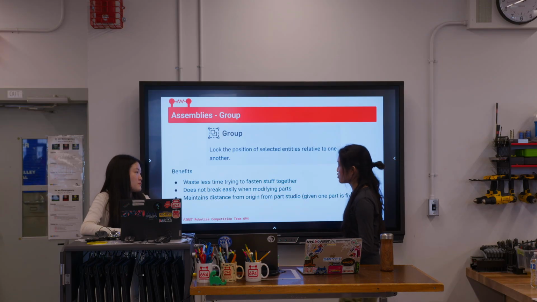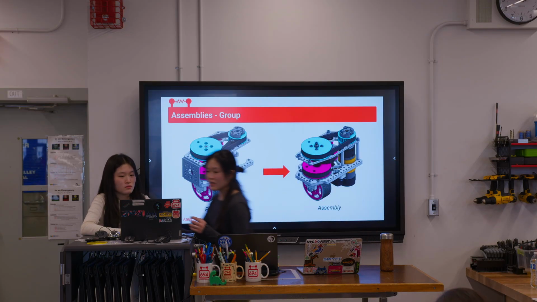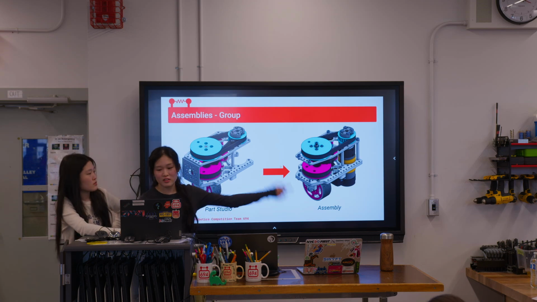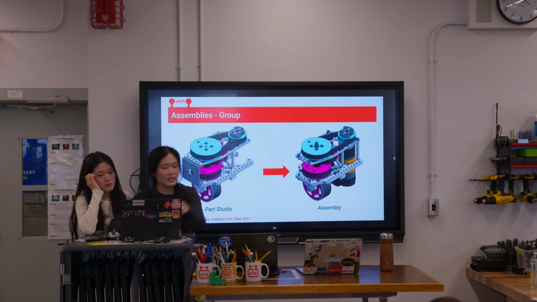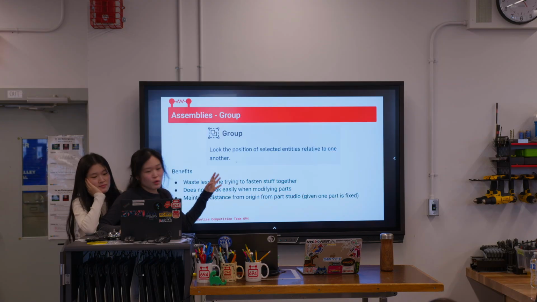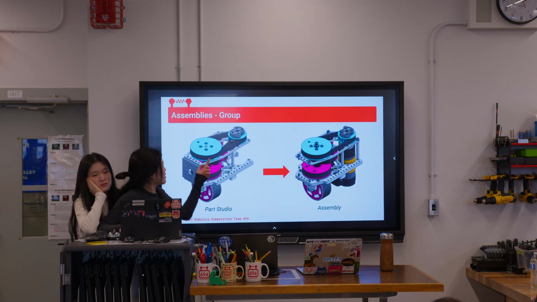So basically, what you do is you import everything. This is the part studio, so you could insert everything from the part studio into the assembly. So now you'll have these parts floating in the assembly. What you do is use the group tool and group everything together.